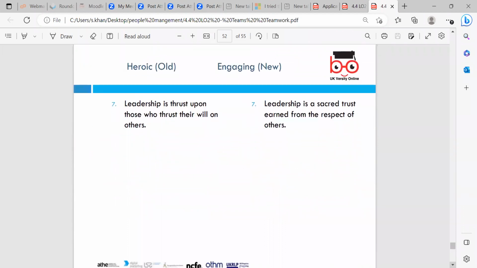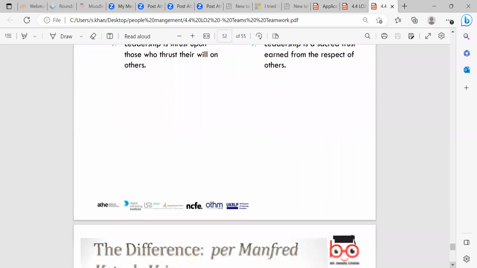And then finally, number 7 for the heroic, which is the old style, leadership is thrust upon those who thrust their will on others. And the engaging, the new leadership, is number 7, leadership is a sacred trust earned from the respect of others.